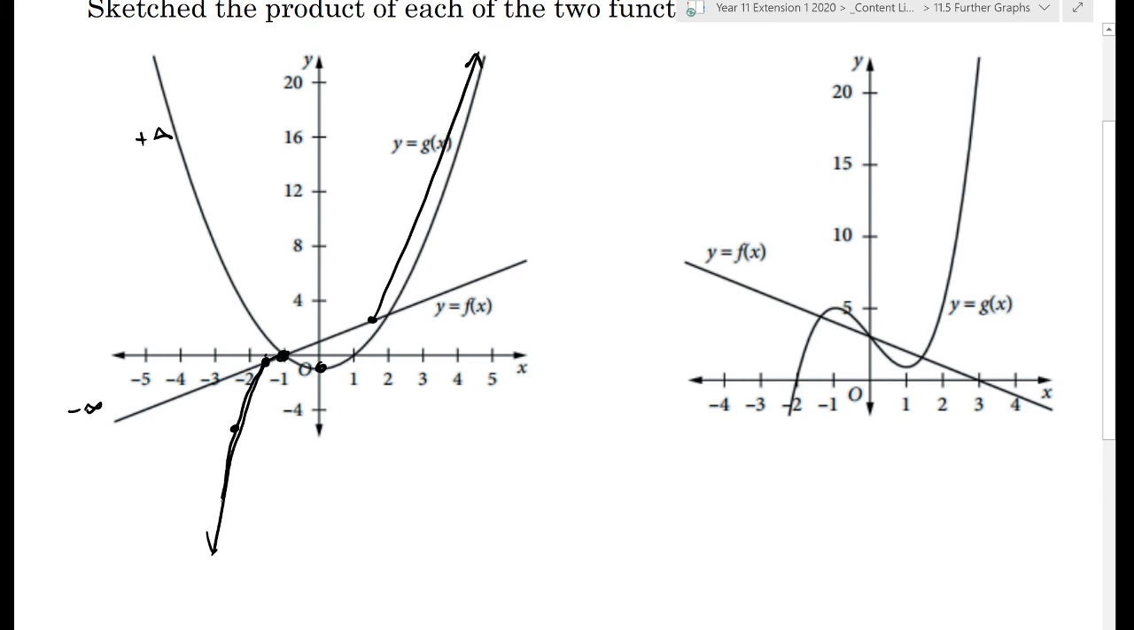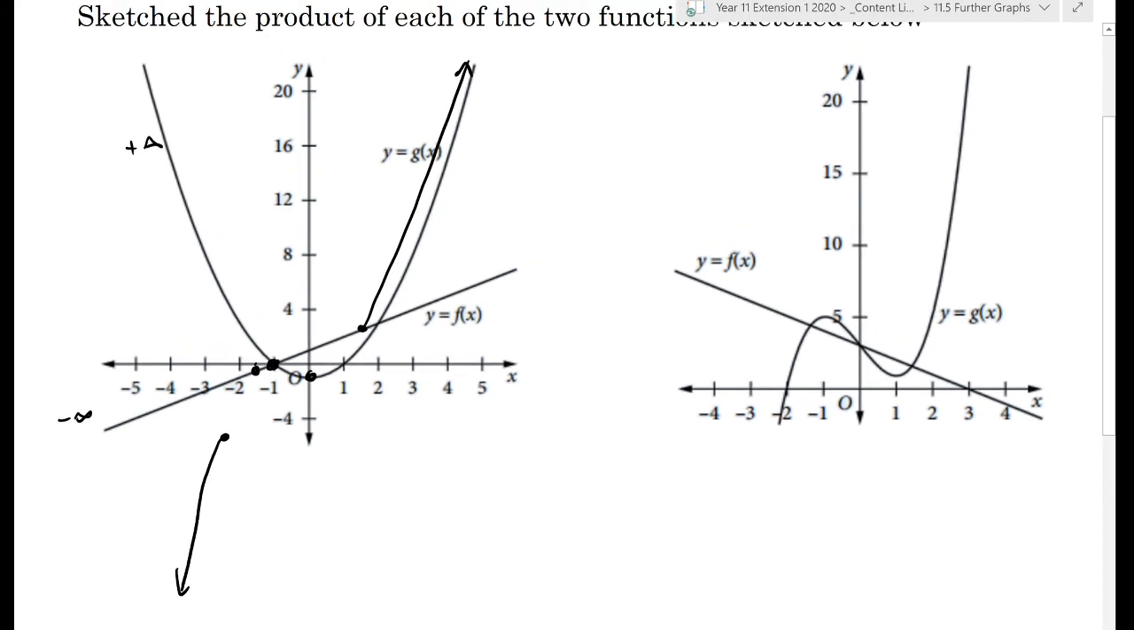So this one, even from there onwards, it's about infinity. In fact, I will do it properly. So from this ordinate down, it's going to negative infinity. So remember, positive and negative make a negative, and positive big times negative big, doesn't matter how big they are, will always be a negative big.